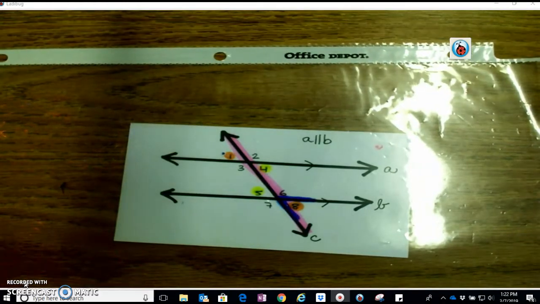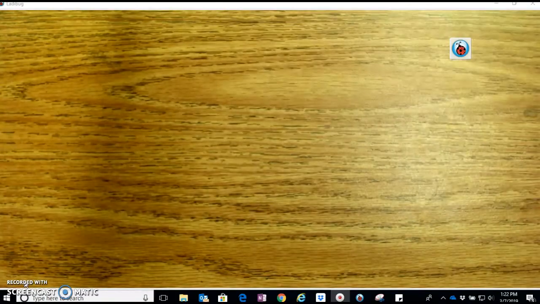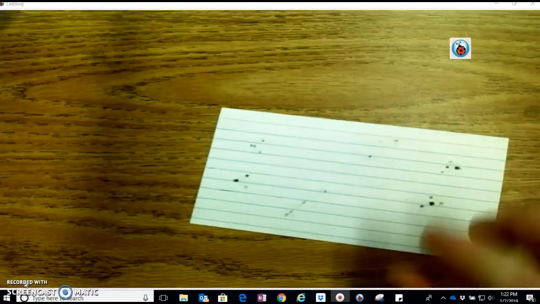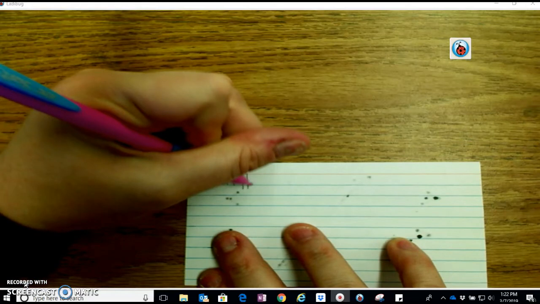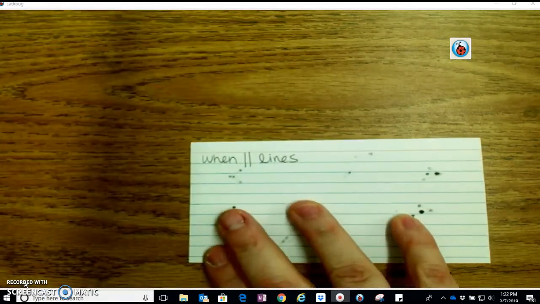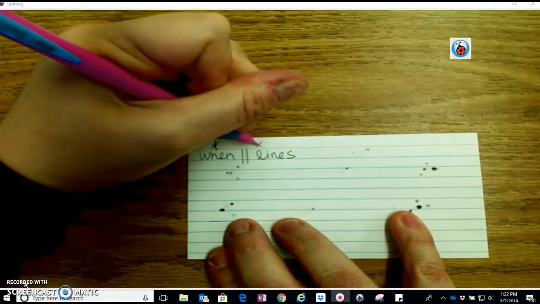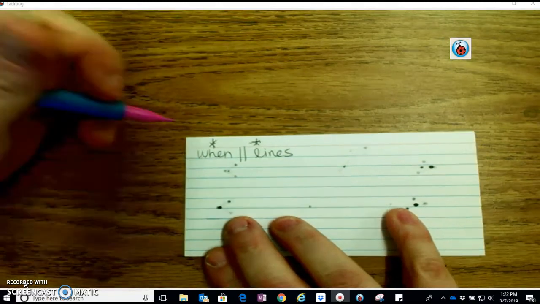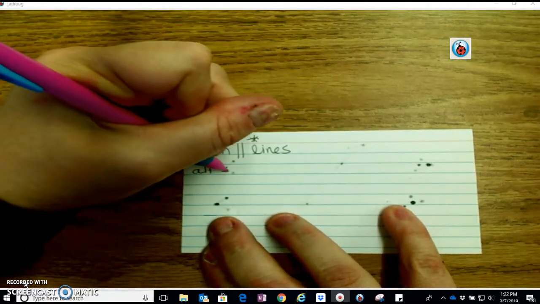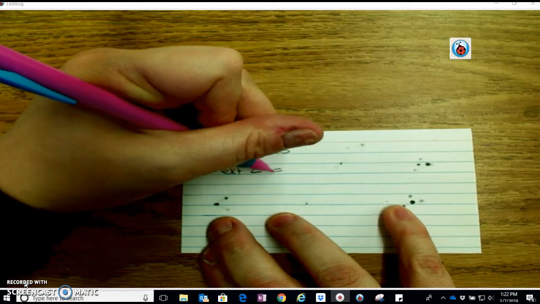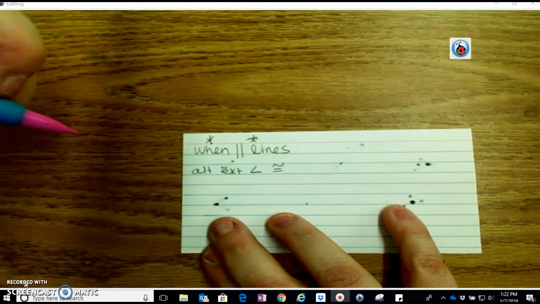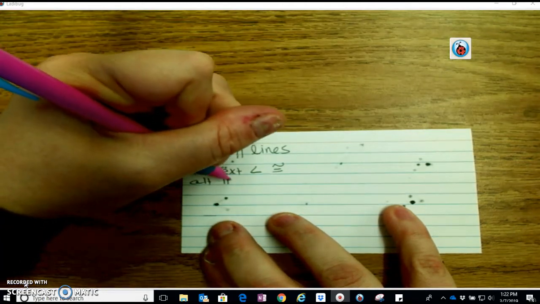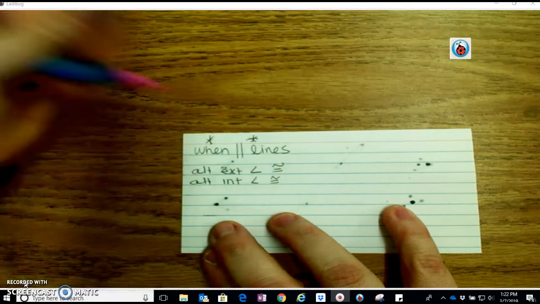So our conclusions, if we're going to come to some conclusions here, let me get a plain card. So when we had the parallel lines, this was the key. They had to be parallel lines cut by a transversal. Alternate exterior angles were congruent. That's the symbol for congruent. So if I know one, I can figure out the other. Alternate interior angles were also congruent.